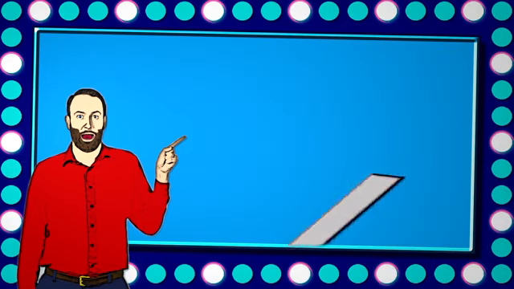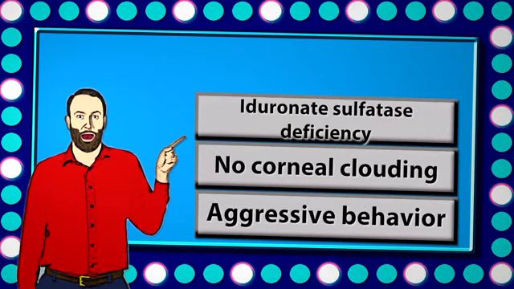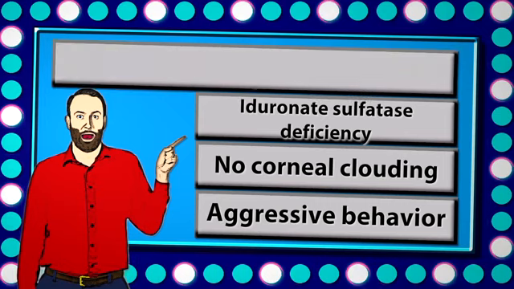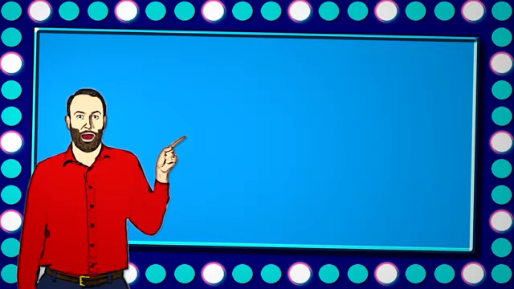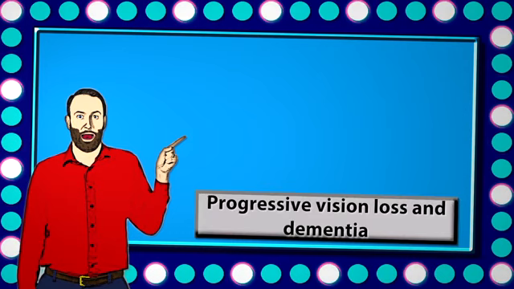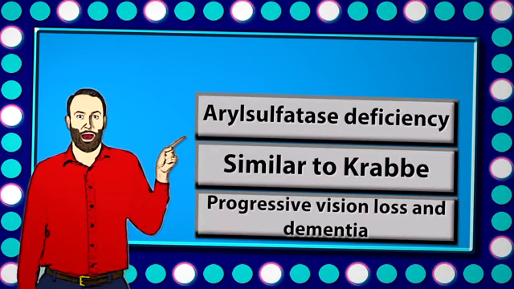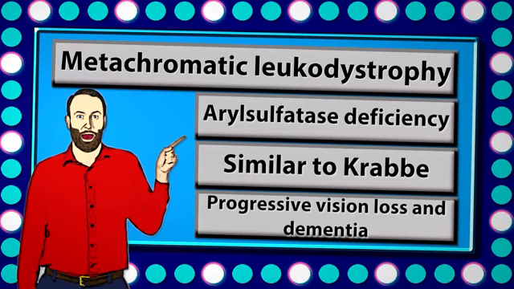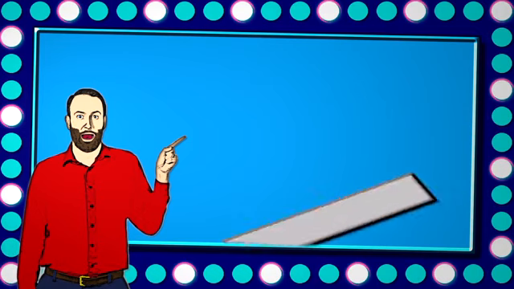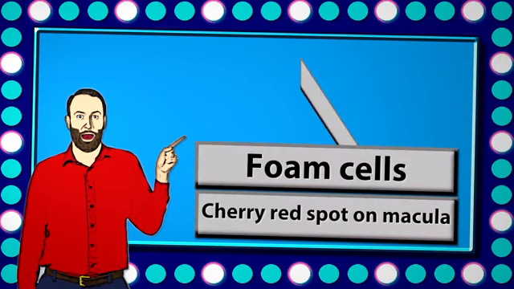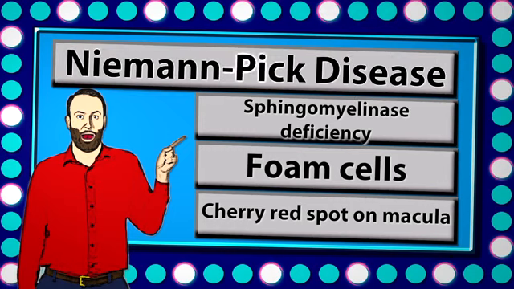Next, aggressive behavior, no corneal clouding, iduronate sulfatase deficiency. The answer, Hunter syndrome. Next, we have progressive vision loss and dementia, similar to Krabbe, aryl sulfatase deficiency, metachromatic leukodystrophy. Next, cherry red spot on the macula, foam cells, sphingomyelinase deficiency. The answer, Niemann-Pick disease.